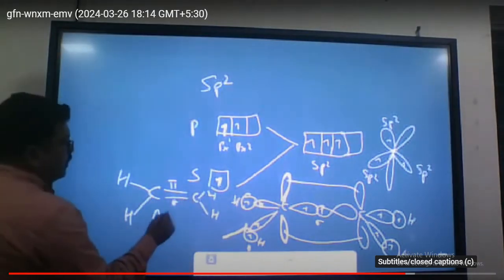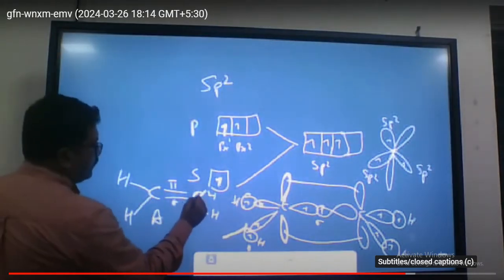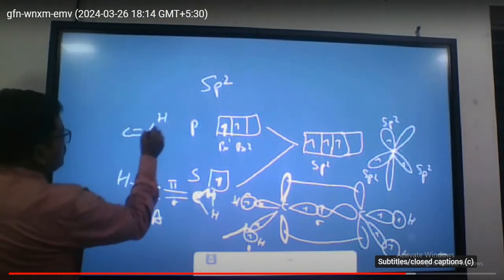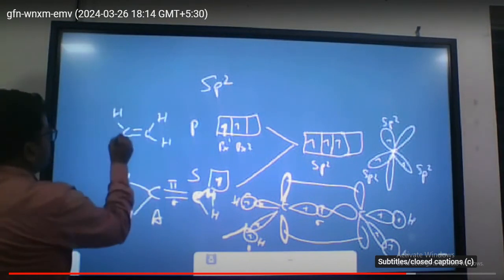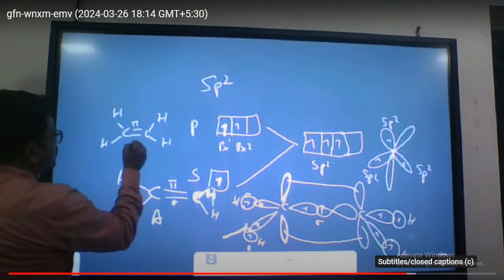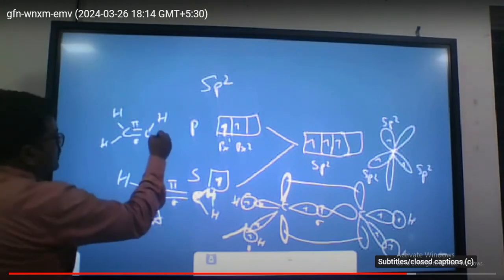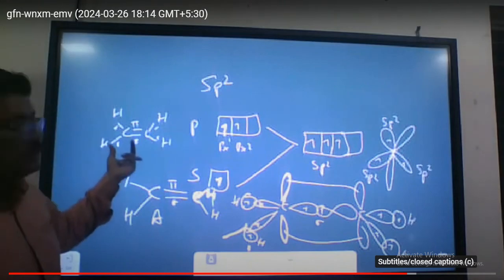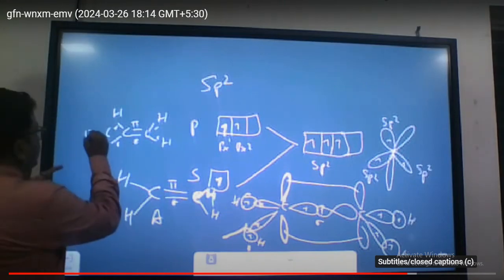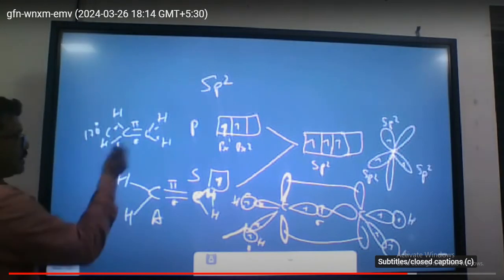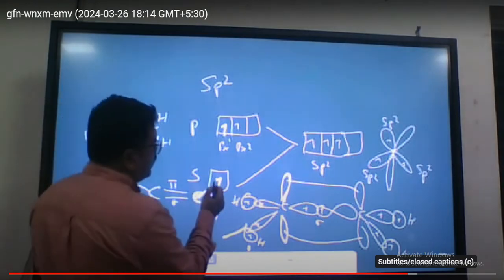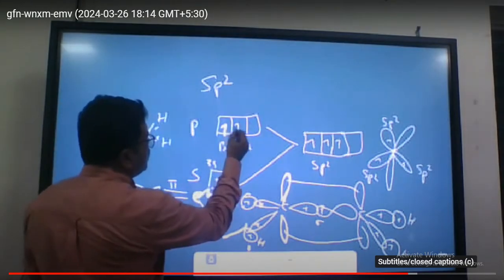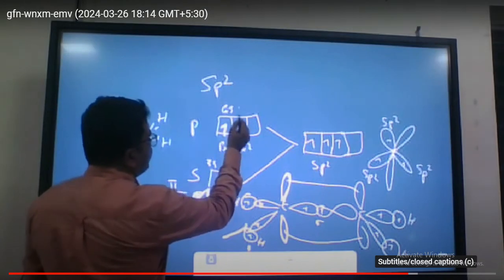So that's why alkene has one pi bond, one sigma bond, and the remaining are all sigma bonds. This forms an alkene. The bond angle is 120 degrees. How much is the s character? Here the s character is 33%, and the remaining is 67% p character.